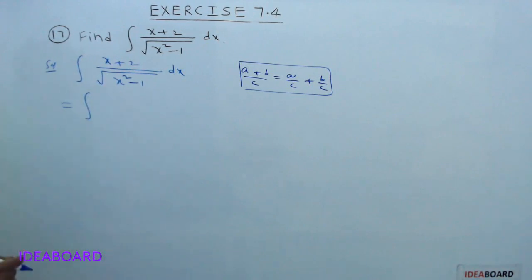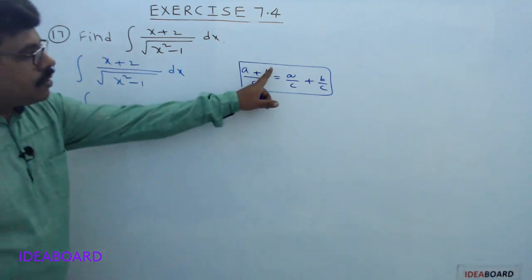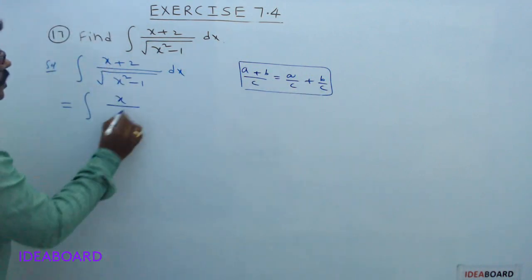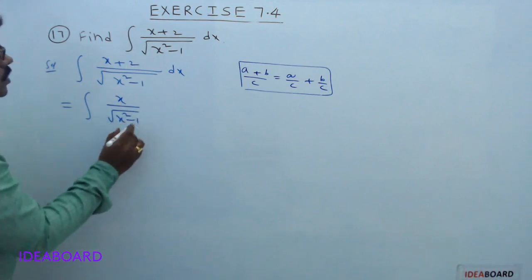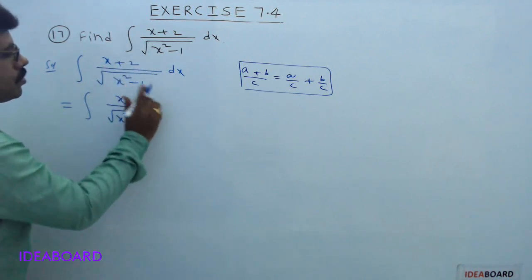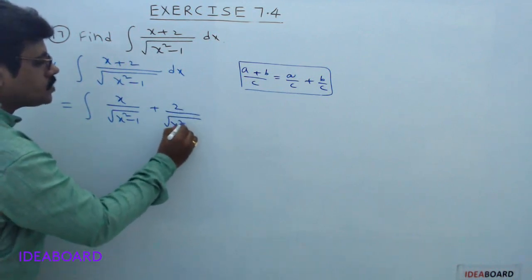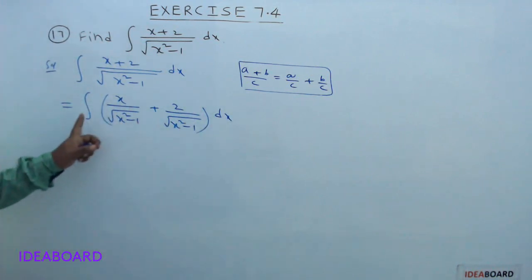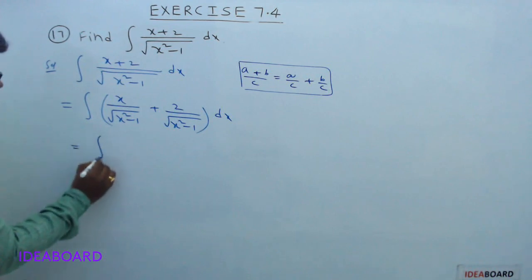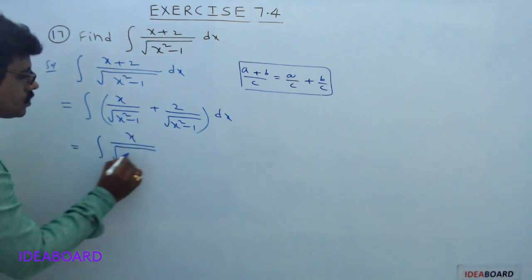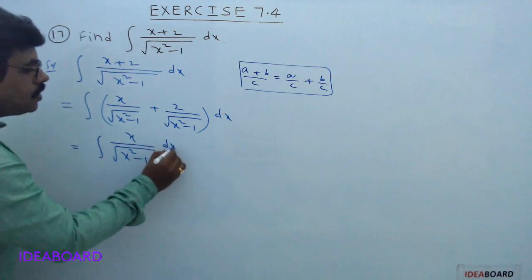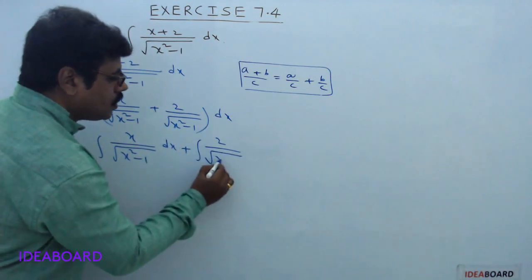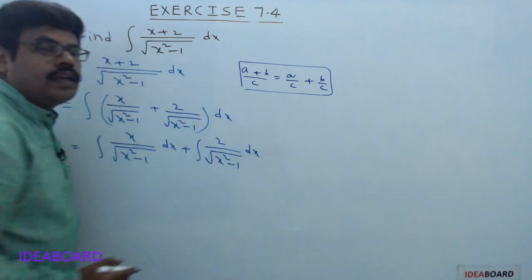Now this is equal to the integral, of the form (a + b) divided by c. Using this property, it can be taken as x divided by square root of (x² − 1) plus 2 divided by square root of (x² − 1) dx. Now separate the terms with integration: integral of x divided by square root of (x² − 1) dx plus integral of 2 divided by square root of (x² − 1) dx.